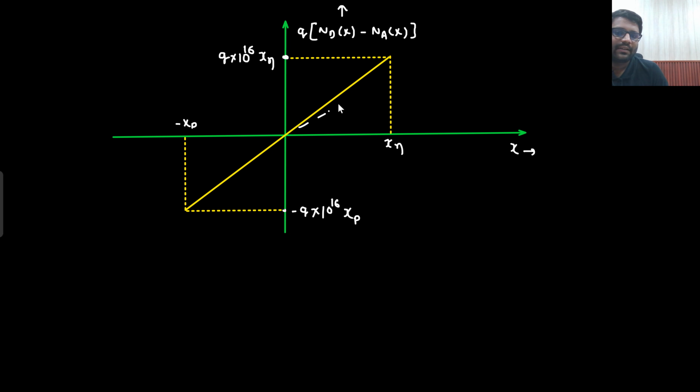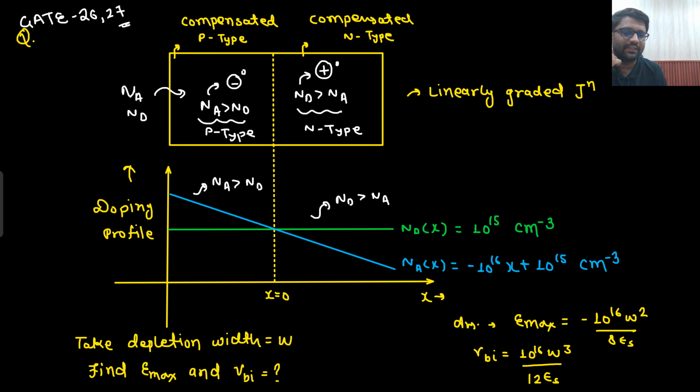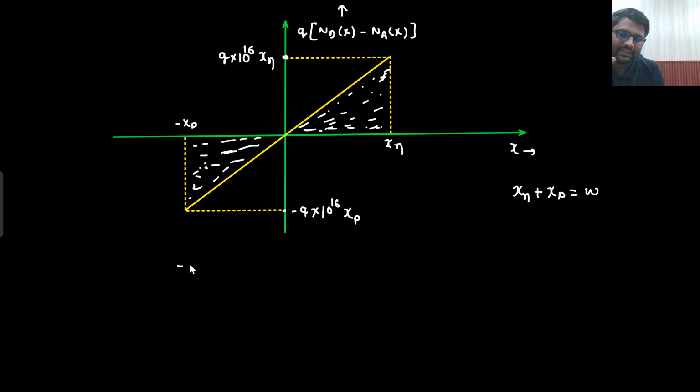Now what would this area represent? This much area would represent the total positive charge. And what would this much area represent? This much area would represent the total negative charge. That means I will now equate the total positive charge with the total negative charge. And one thing I also know is that xn plus xp is given as W, the total depletion width. Since it is charge, the total negative charge will come out to be negative, so let's remove the sign. So this is your total positive charge, this is your total negative charge.